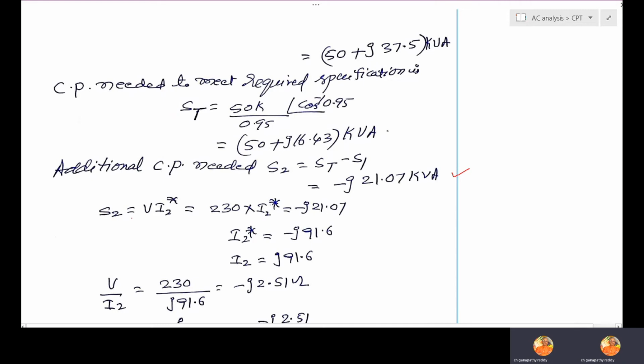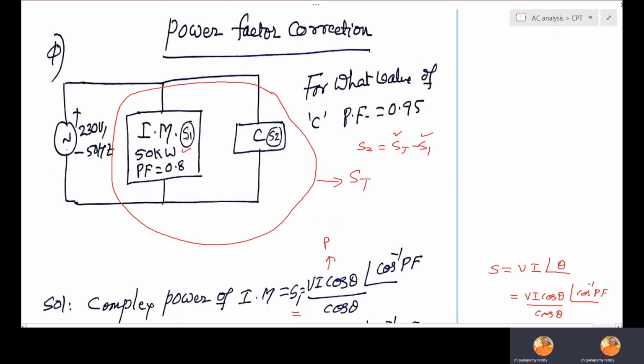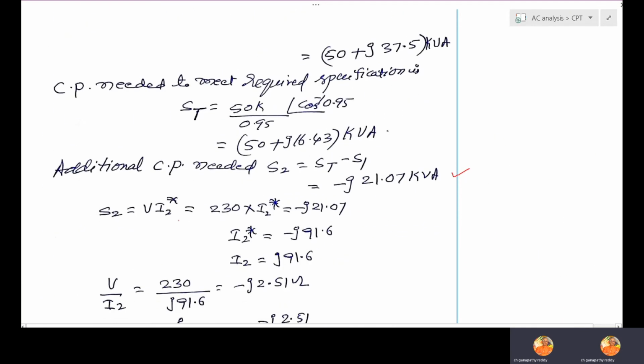So S2 equal to VI star, na? S2 we got it. This V is the same only, na? Now assuming this current is I1, this current is I2. So what is S2 equal to? V I2 star. What is V? 230. I2 star equated to this.